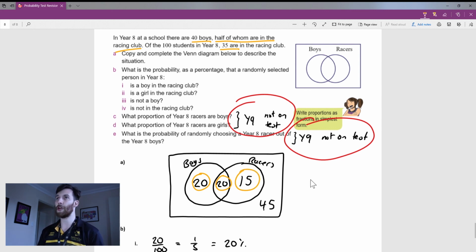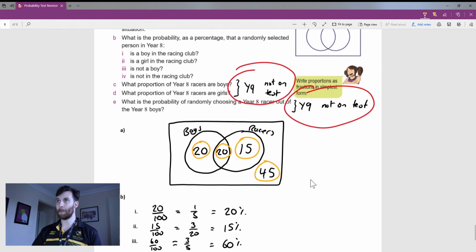And we're also told that there's 100 students in year 8. It's a pretty small year group, but anyway. So we've got 20 who are boys that don't do racing, 20 who are boys that do racing, 15 people that aren't boys that do racing, which means that there's 45 people left who are neither boys, so girls, who are not in the racing club. So that's where that Venn diagram comes from.